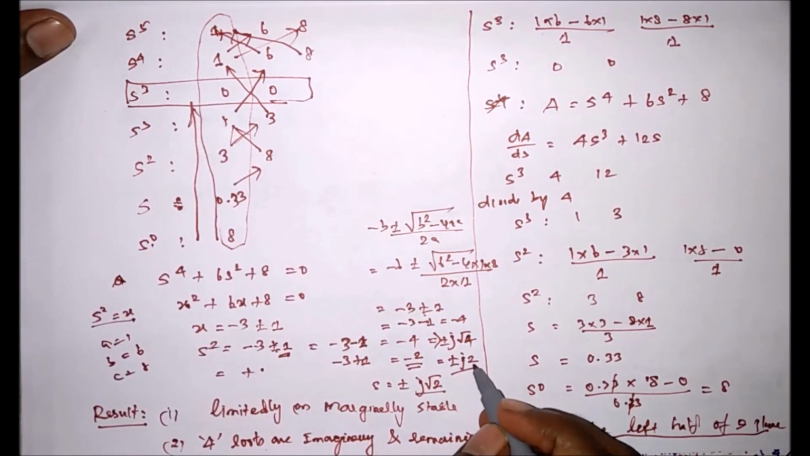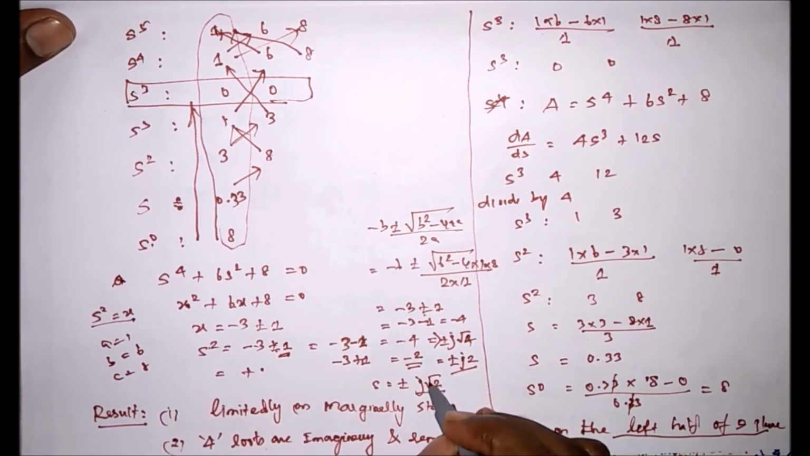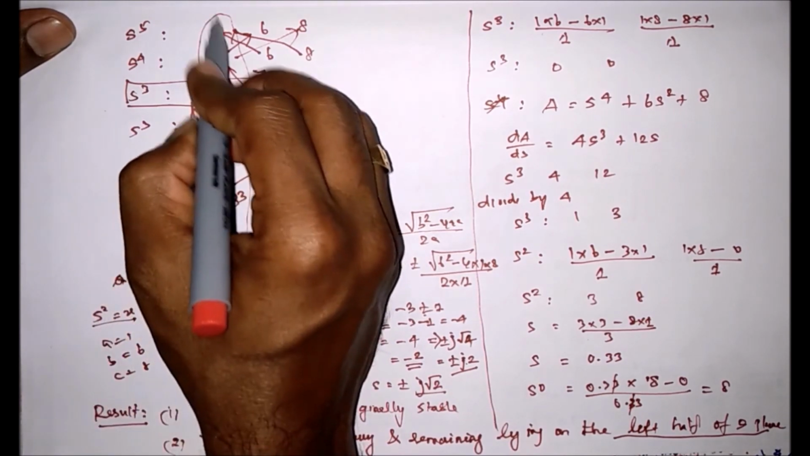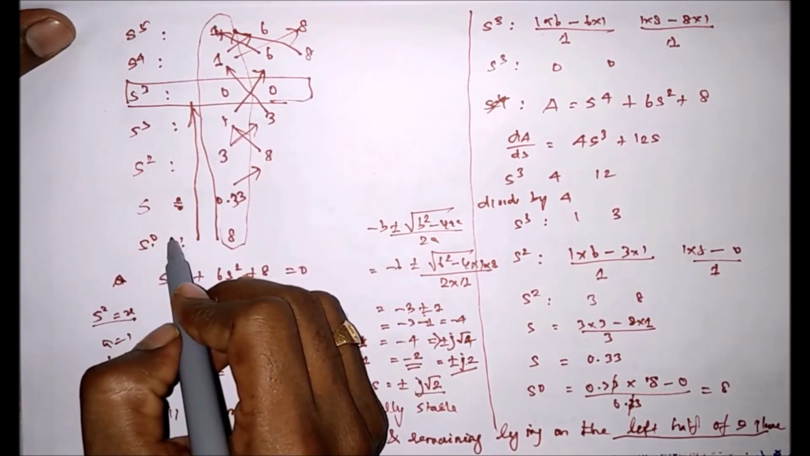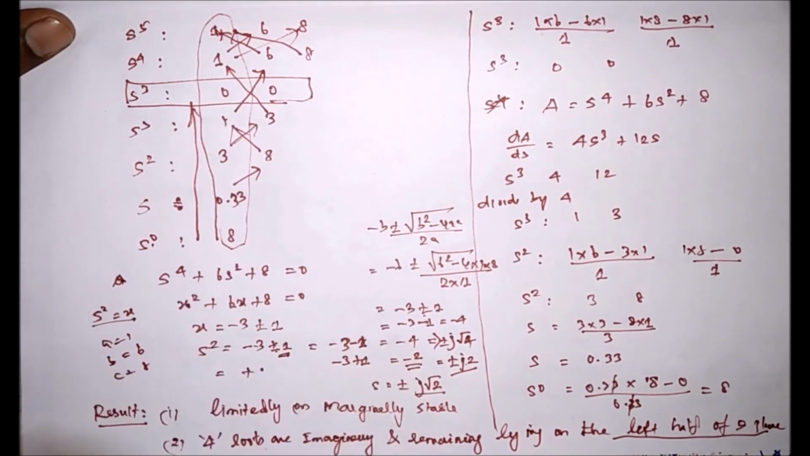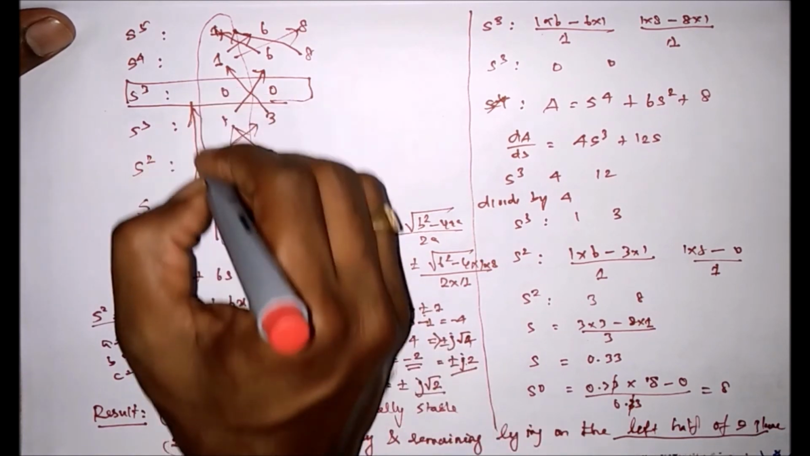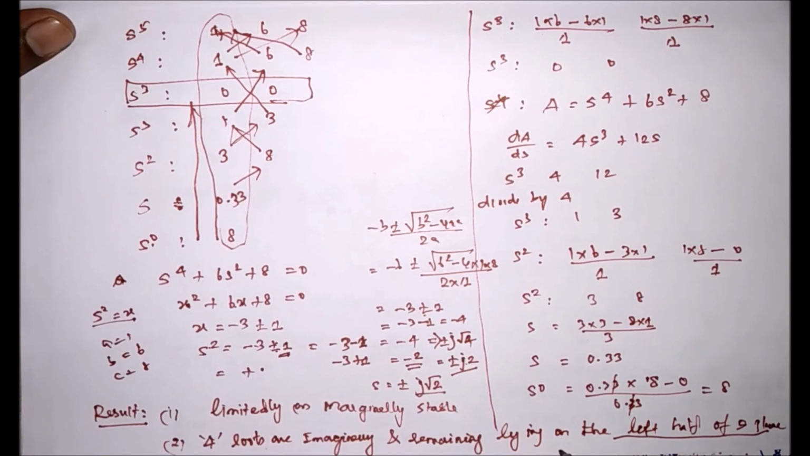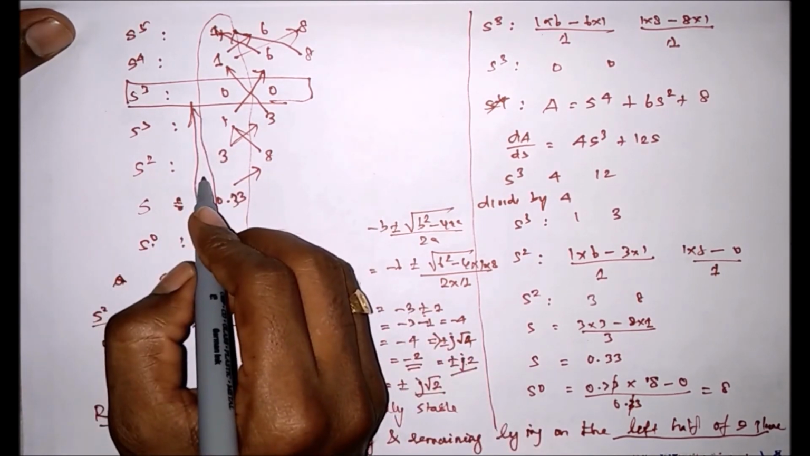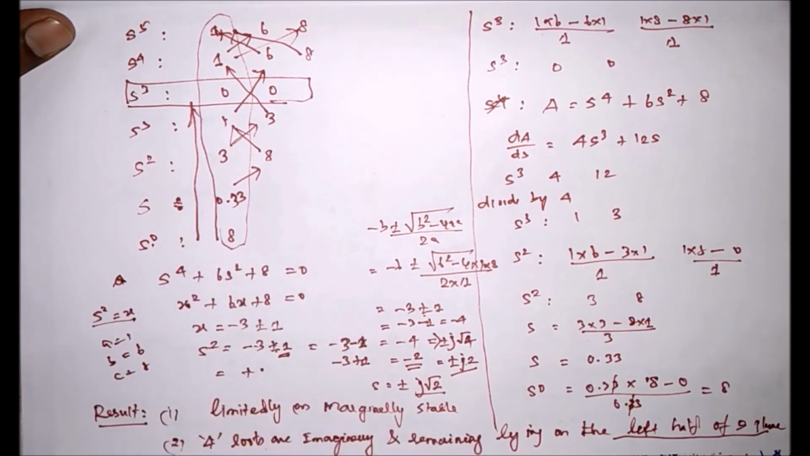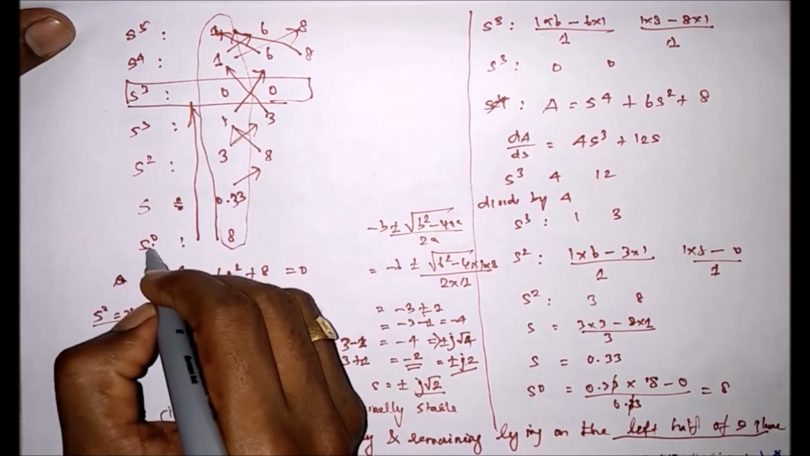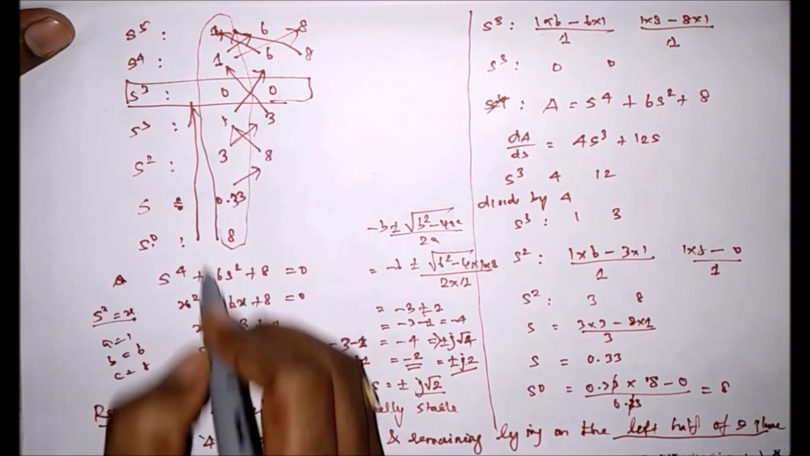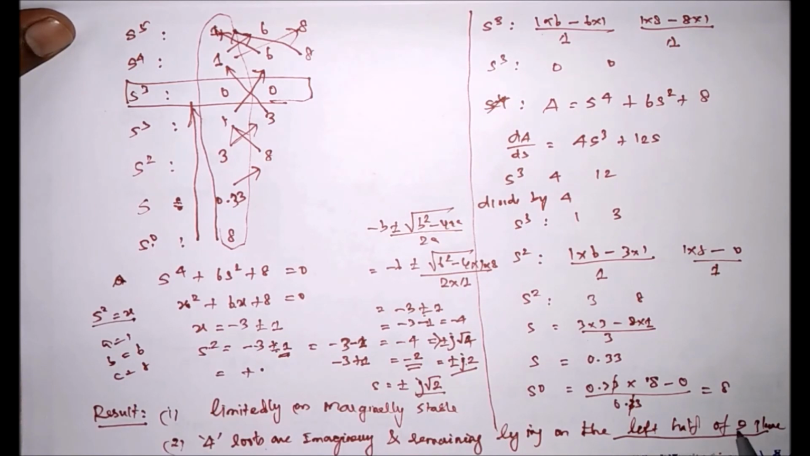In the result also we see here 2 roots, here 2 roots. Therefore 4 roots are lying on the imaginary axis. And in the first column, from s power 0 to s power 6, all values are positive. Therefore the remaining 2 roots are lying on the left half of the S plane. If any sign changes occur, that many roots are lying on the right half of the S plane. Like that we can conclude. But here all values are positive, so the remaining 2 roots are lying on the left half of the S plane.